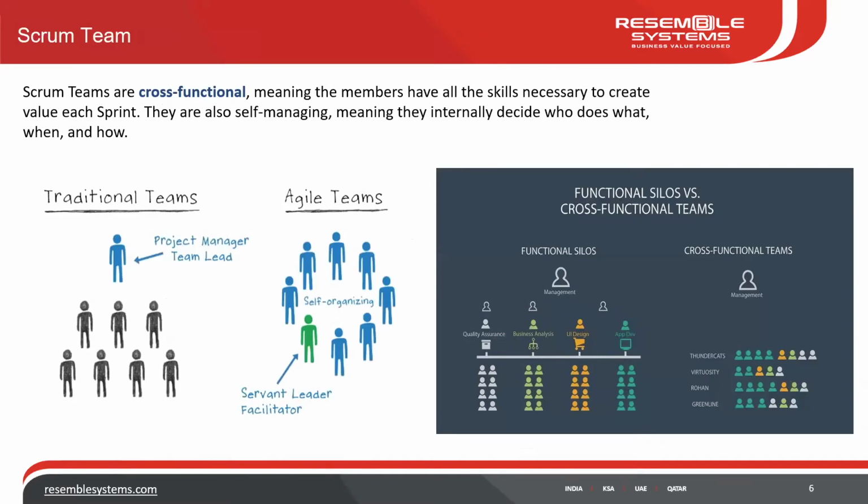So starting off, Scrum has a team. It has some artifacts and the way of estimation. We will look at it in the future slides. So what is a Scrum team?